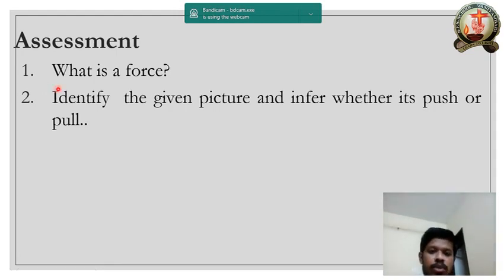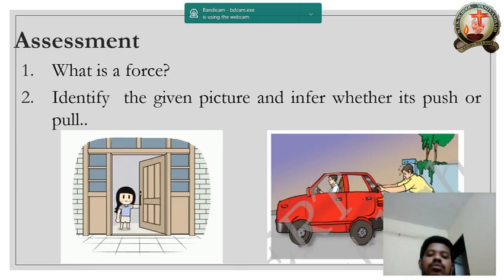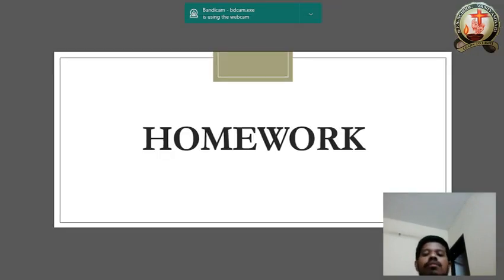The first question is, what is a force? The second question is, identify the given picture and infer whether it is a push or pull. Here are two pictures for you. You just have to identify in the first picture which type of force is being applied. Is it a push or a pull? And also in the second picture, you should identify whether the force being applied is a push or pull. Okay.